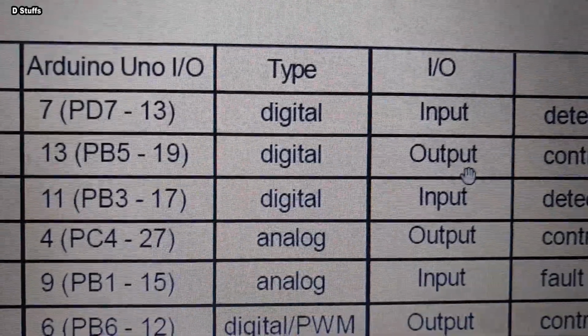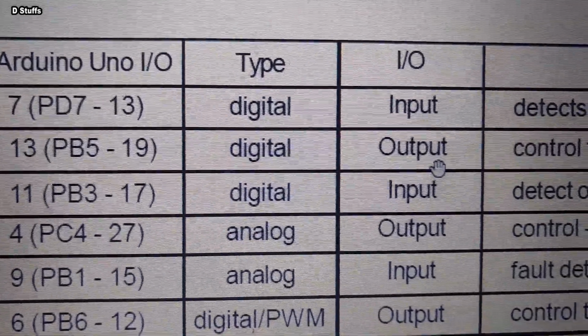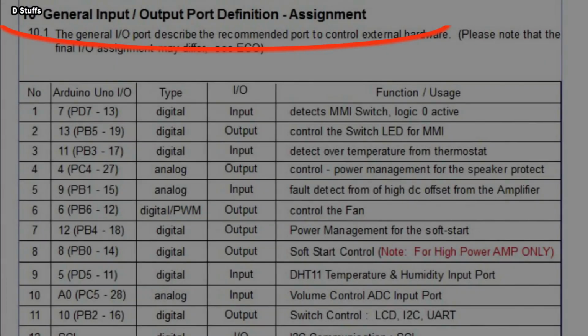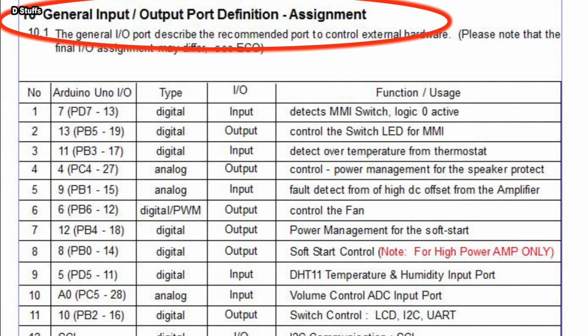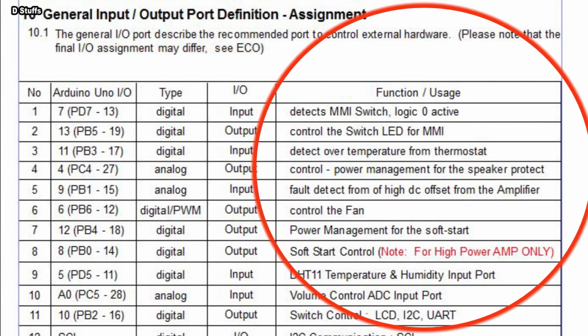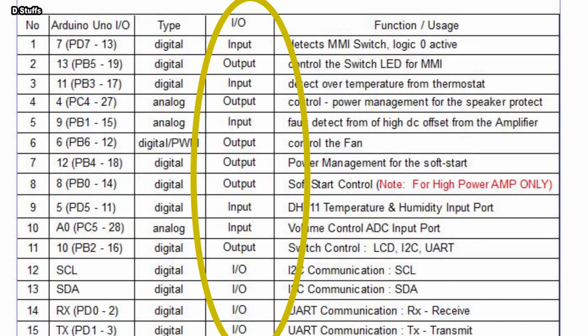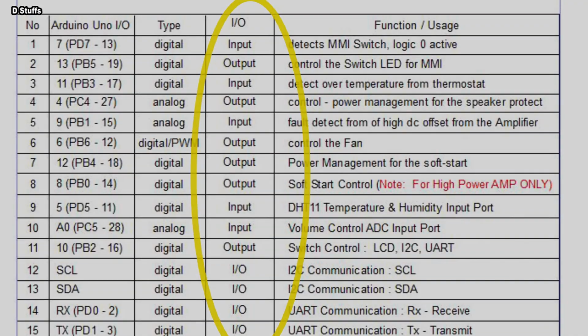So, if you see, the outcome of this imagination was written on a table called General Input-Output Port Definition Assignment. From here, I can see very clearly what device is connected into the Arduino Uno, what type of I/O, either it's an analog or digital I/O, and what kind of I/O, an input or an output.